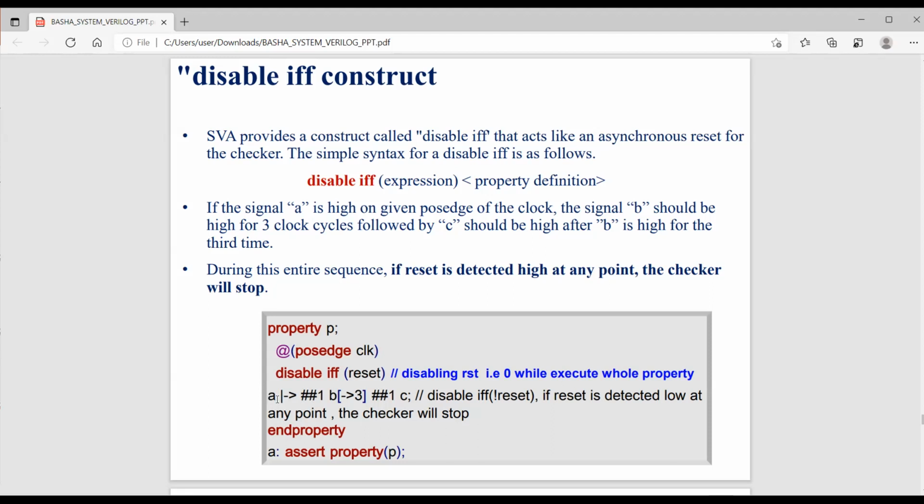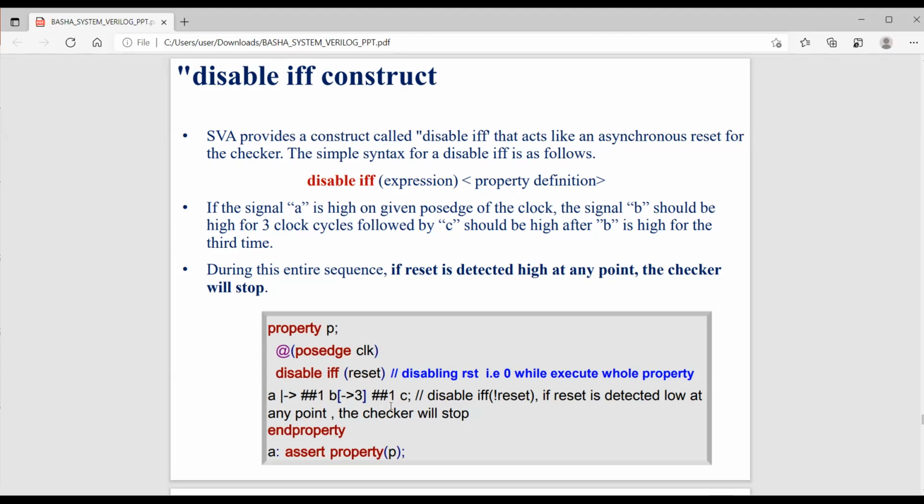So A is high in the same clock cycle. After 1 clock cycle delay, B should not be continuously high for 3 times. After 1 clock cycle, C should be high. So here, disable iff of negation of reset. If reset is detected low at any point, the checker will stop. They have used a different thing here, it was not added, so I'll explain in a general way.